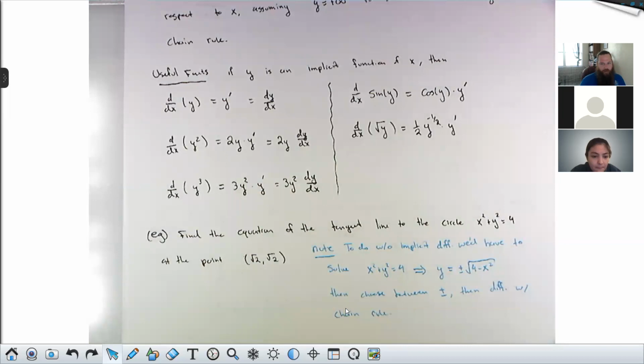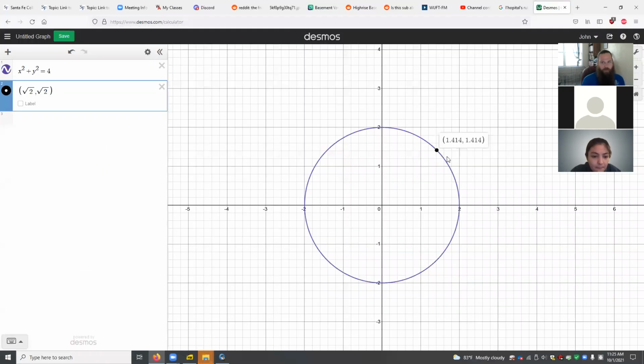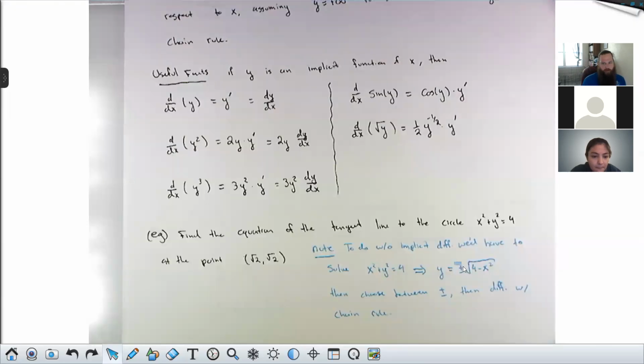And there's this issue of taking the square root and getting the plus or minus. Because this point is in quadrant 1, we know the y value there should be positive. So we would take the positive square root of 4 minus x squared. But then you still have to differentiate that with the chain rule. It's a little bit nasty.